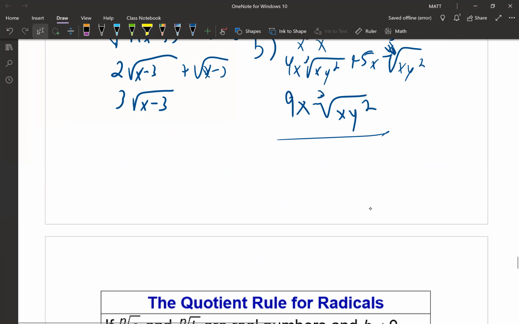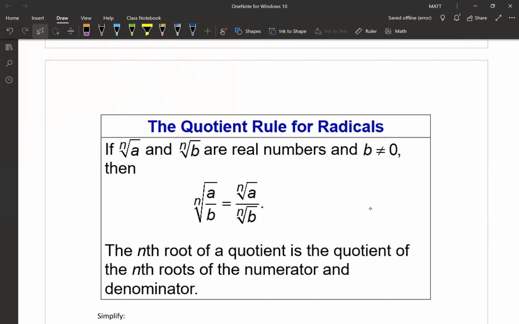So we'll do the quotient rule now, right? So this is just the opposite of the multiplication rule, the product rule we just did, right? Okay, so if we have the nth root of a and b, we can distribute the nth root to the top and to the bottom, right? So just like we did with our exponents before, where we had something to the nth power, and we had a division or a fraction, right? We could distribute that exponent to the top and the bottom, right?